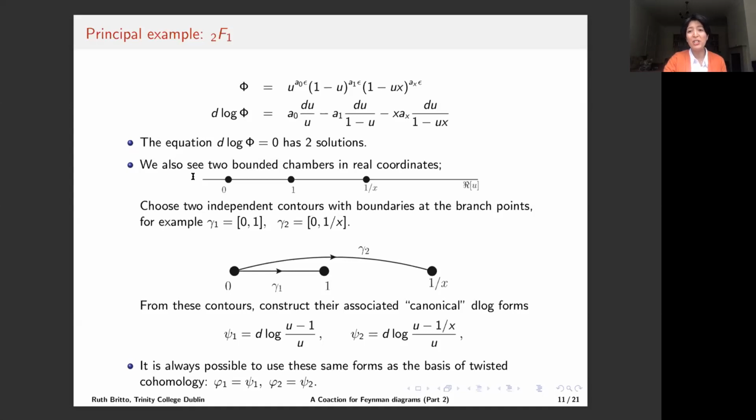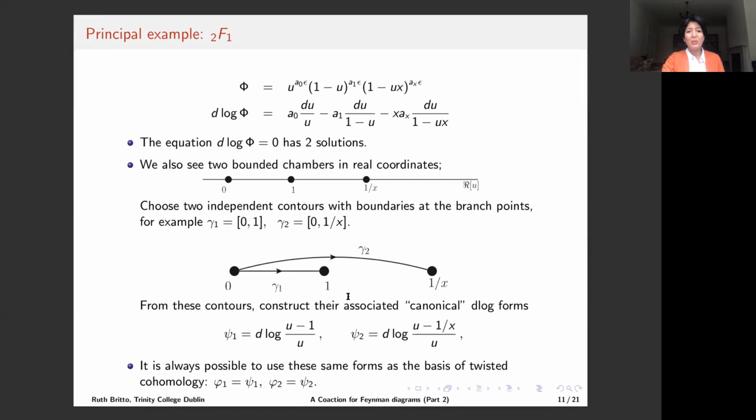We can also see this if we plot the real value of u. We look at these polynomials, right? These are their zeros, 0, 1, and 1 over x. And so what we mean by bounded chambers are really the bounded spaces between these boundaries. So there, this is one and this is the other one. Okay, so we choose two independent contours with boundaries at the branch points. That's easy enough. Actually, we'd say we choose to integrate from 0 to 1 in one case and from 0 to 1 over x. So this would be like the sum of this bounded chamber and this bounded chamber.